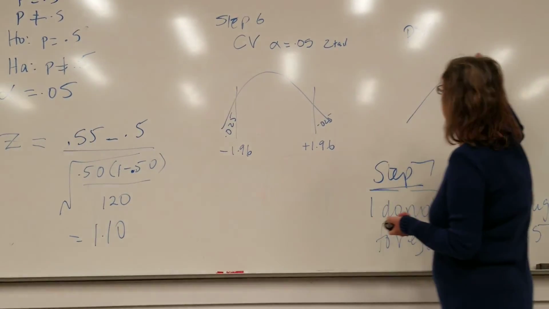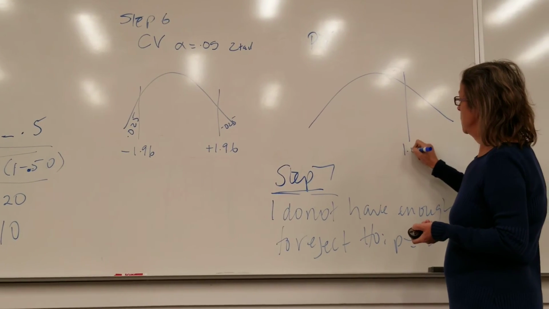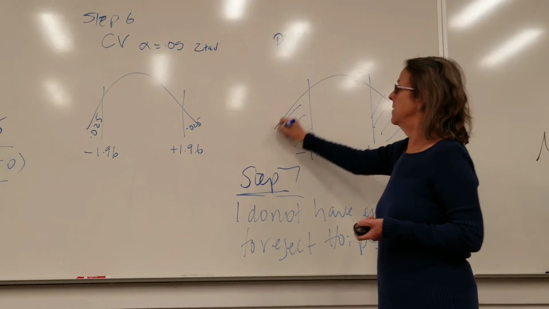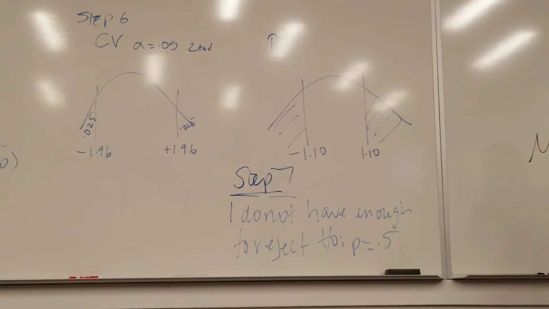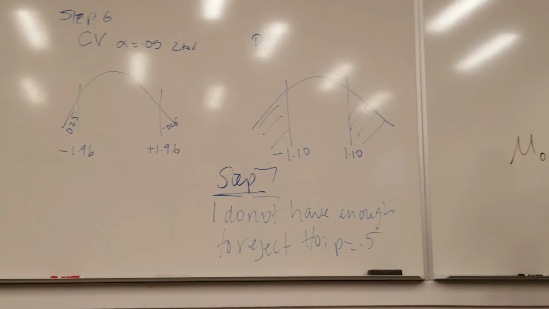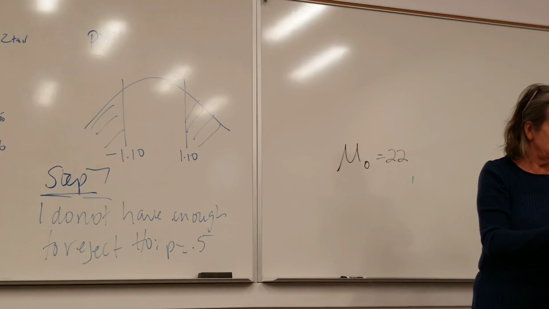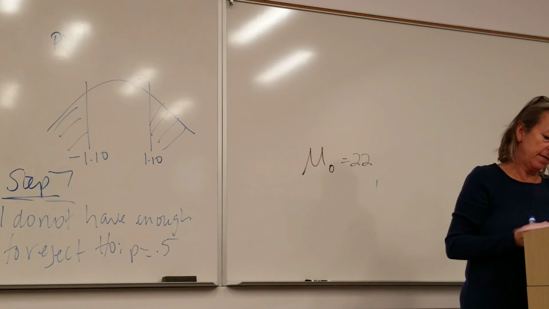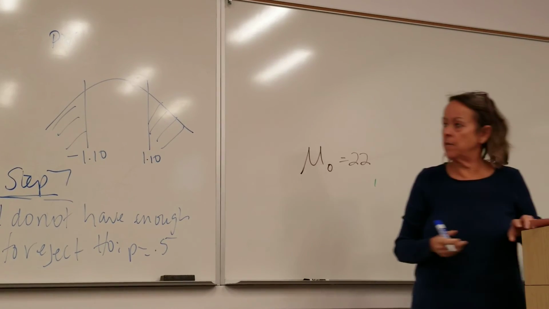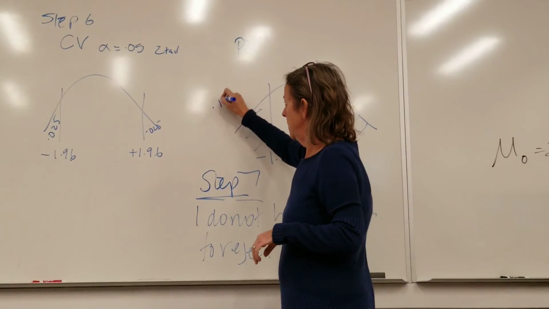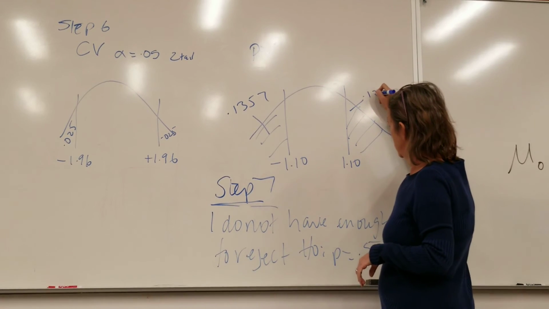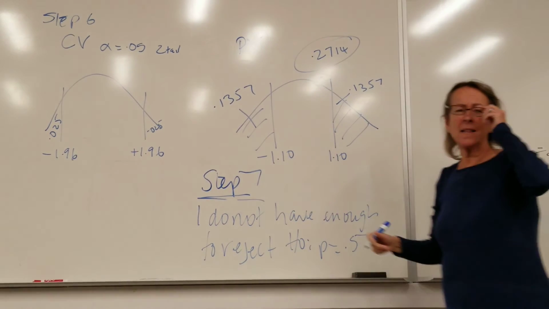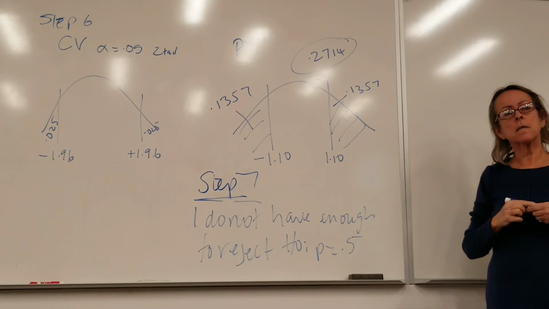If I did the p-value, this is 1.1 and it's a two-tailed test. If I look up negative 1.1 in my tables, there you go. Now what I get is 0.1357 in each tail, so I get 0.2714. It's quite likely to have happened by chance.